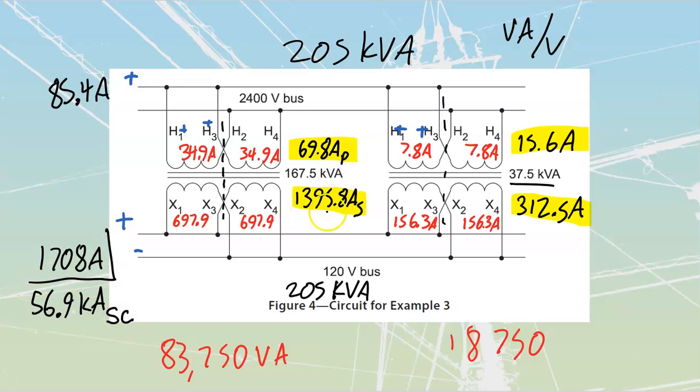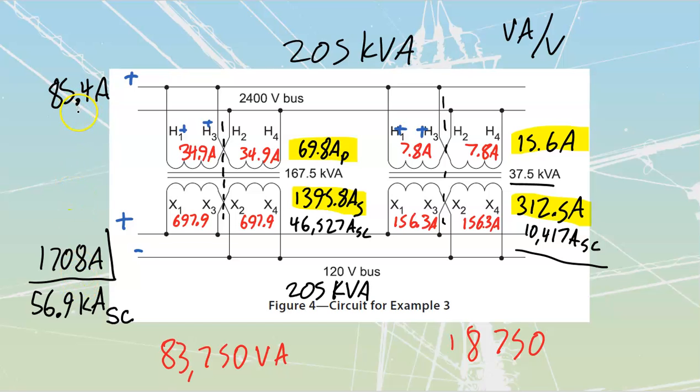Part of that is going to be delivered by this. If you take 1395.8 divided by the 0.03, you're going to come out to 46,527 amps short circuit. And this one over here, if you take that 312 divided by the 0.03, you're going to end up at 10,417 amps short circuit.